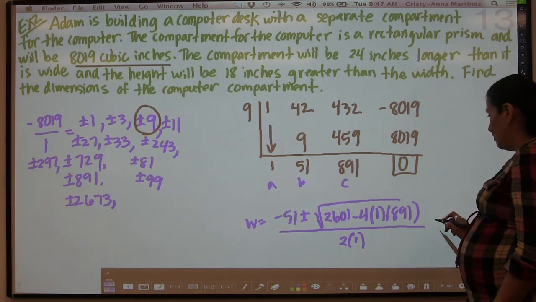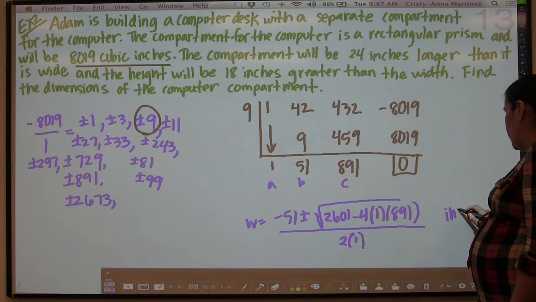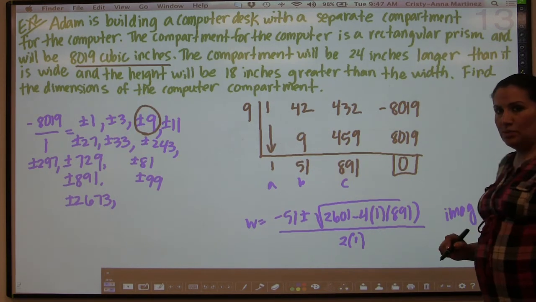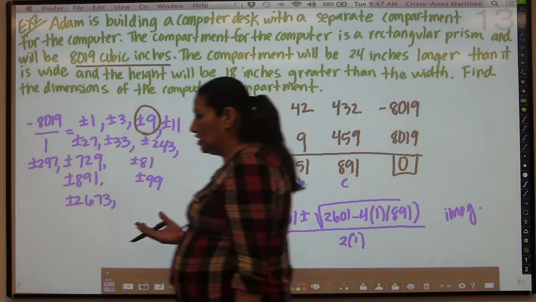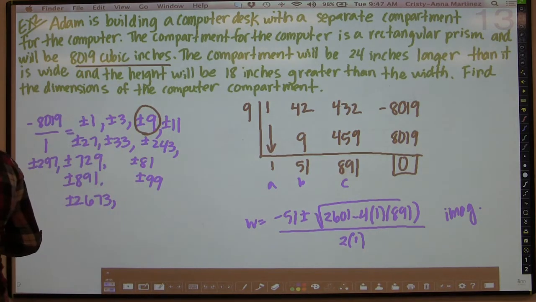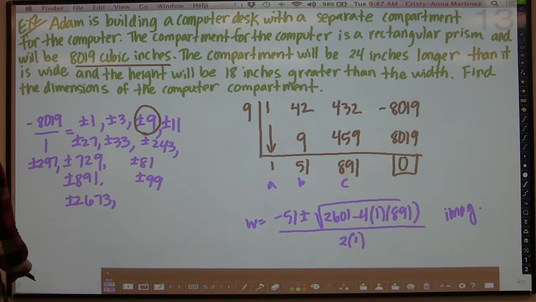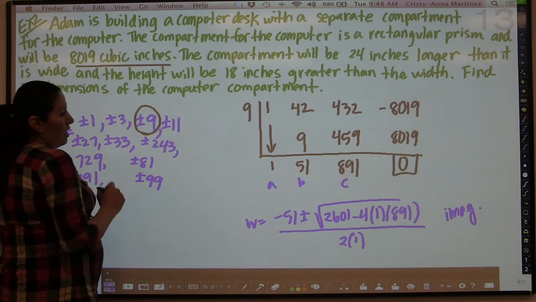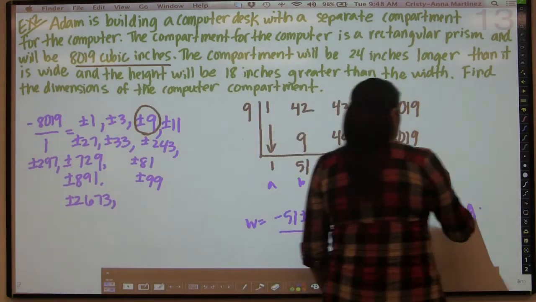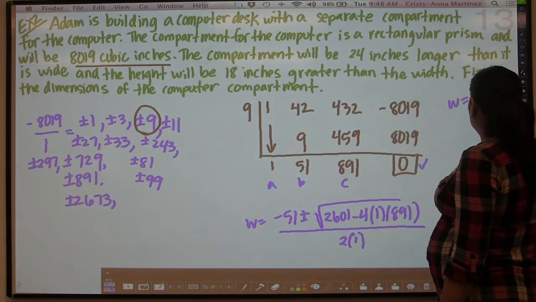So basically what this tells me is that this is going to be imaginary. And imaginary doesn't really help us with our problem because it's a real life application of width. So we have two other options, but those options are going to be imaginary. So what we know is that we have to go with the option of 9, which we already know works. So that means that W equals 9.